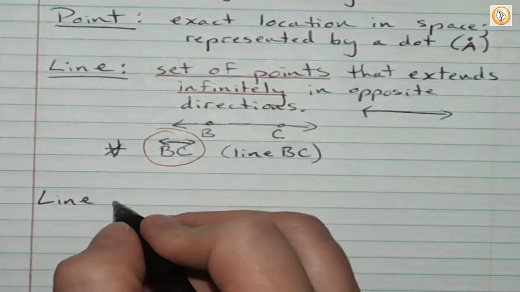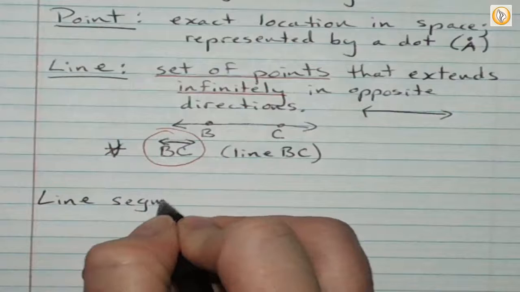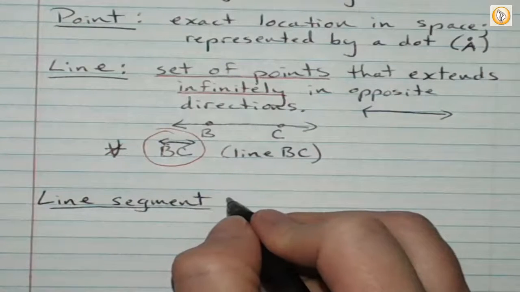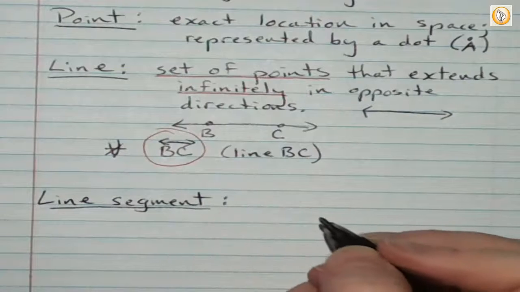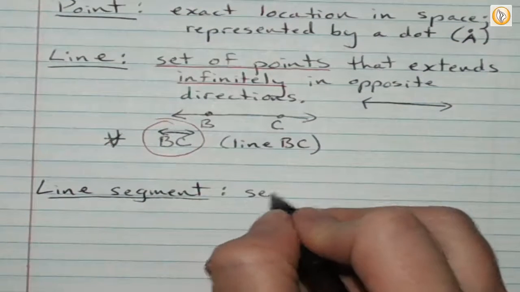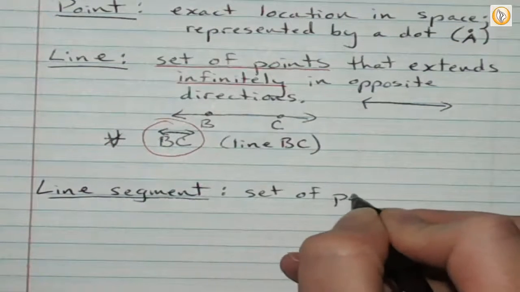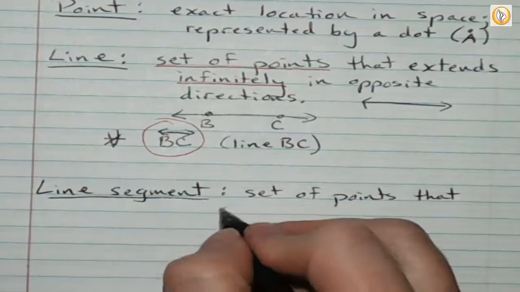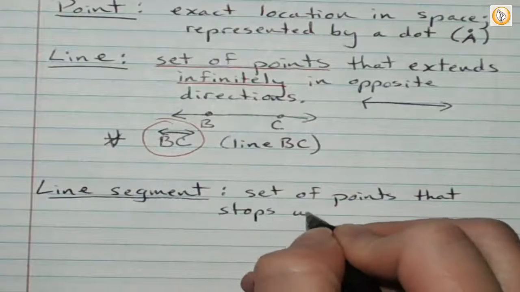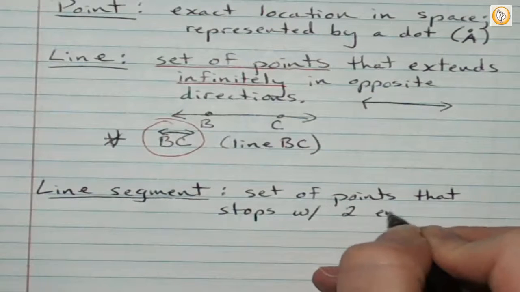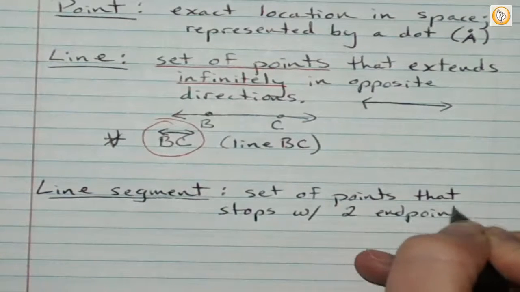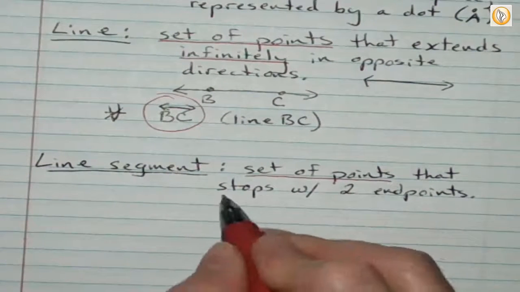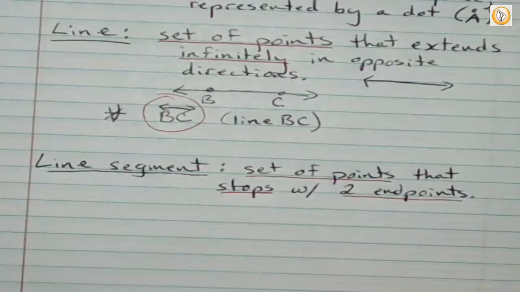Line segment. It's a set of points that stops with 2 endpoints. It's a set of points that stops with 2 endpoints.